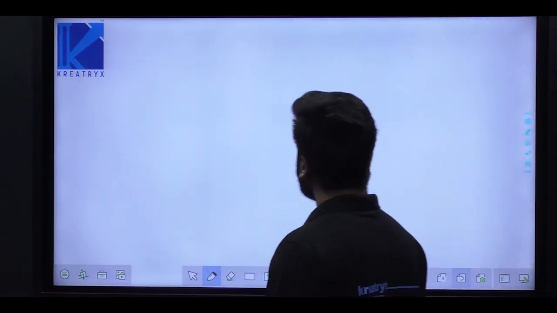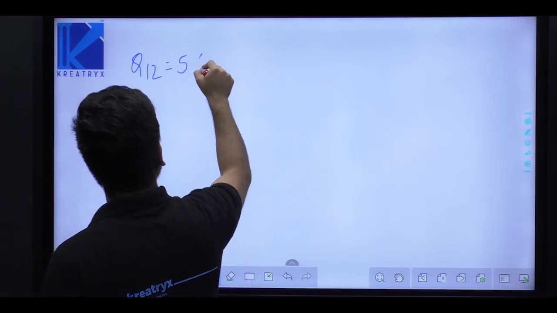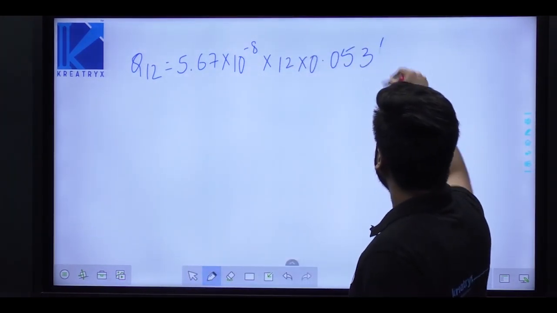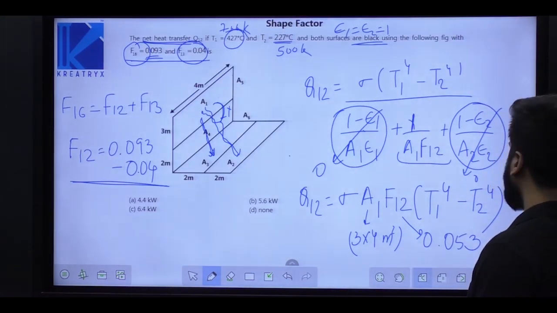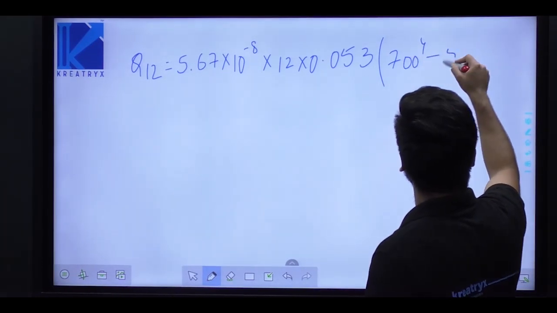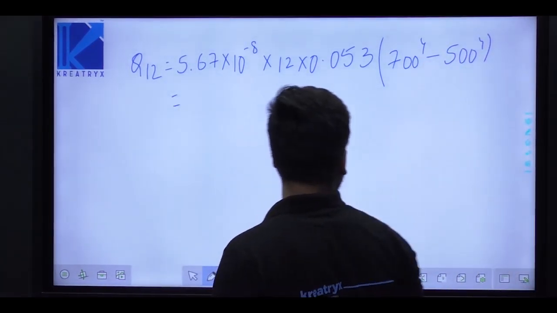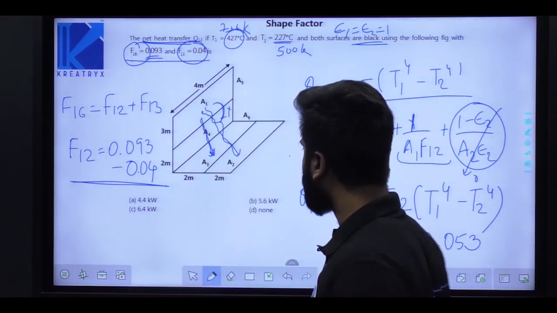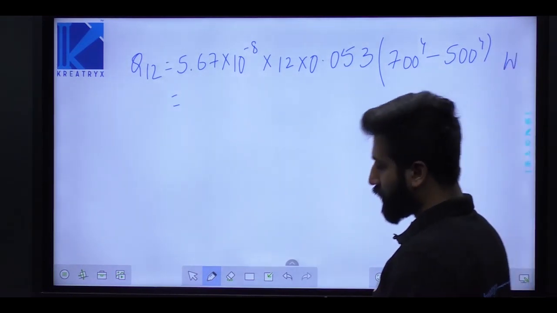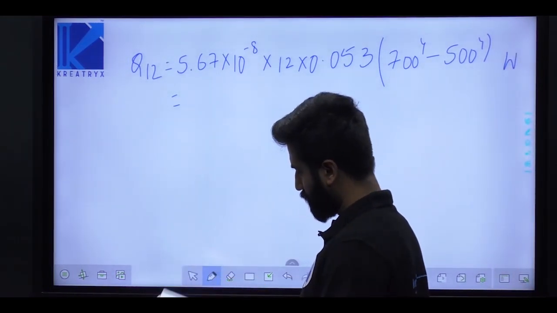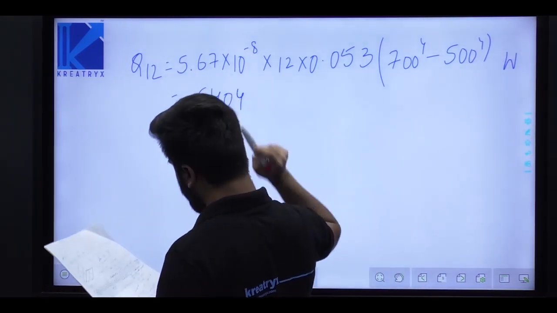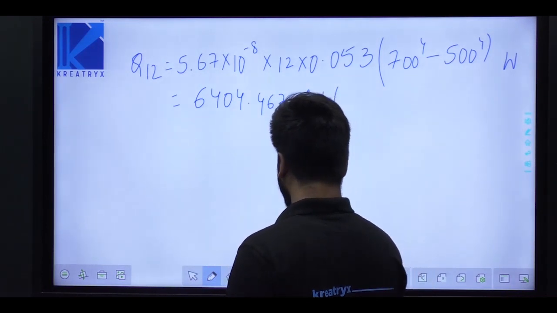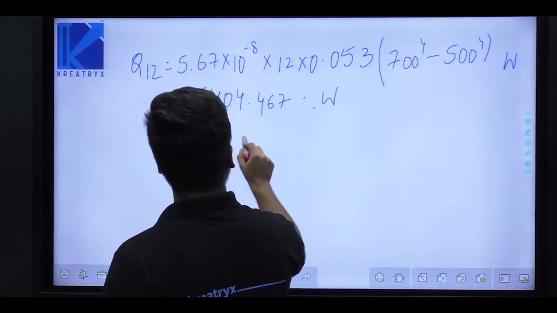Now you have everything. Solve this. Q12 is 5.67 into 10 to the power minus 8, into 12 meter square, into 0.053, into (700 raised to the power 4 minus 500 raised to the power 4). I don't remember the temperatures, those are 700 and 500. Put the temperatures in Kelvin only. The units are not given, they must be watt. The options are given in kilowatt. So this will give the answer in watt, which will be equal to 6404.640467 watt. That means 6.404 kilowatt.